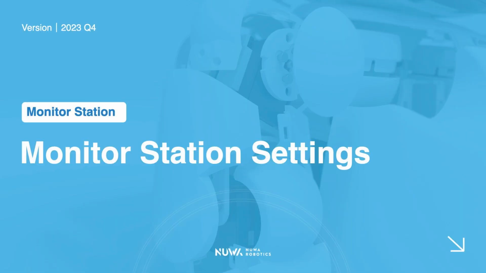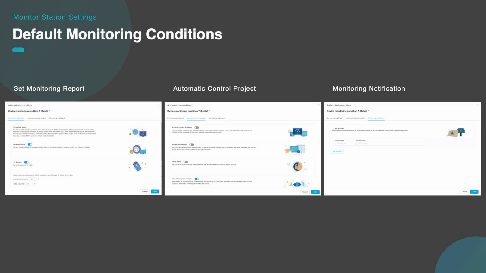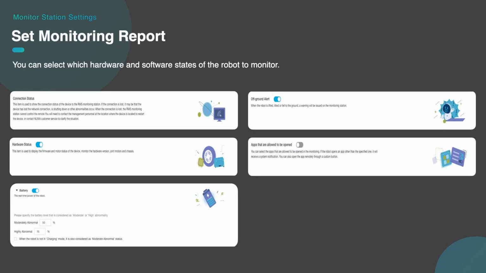Next, we will explain how to set up the monitor station settings. As mentioned earlier, when a device is added to the watch list, the system will apply the default monitoring conditions automatically. The monitoring conditions include 3 main parts: Setting Monitoring Report, Automatic Control Project, and Monitoring Notification. In the Set Monitoring Report, you can choose which hardware and software states of the robot to monitor. For Kebi, the connection status is a Necessary Monitoring Item. Others include hardware status, battery, off-ground alert, and apps that are allowed to be opened.